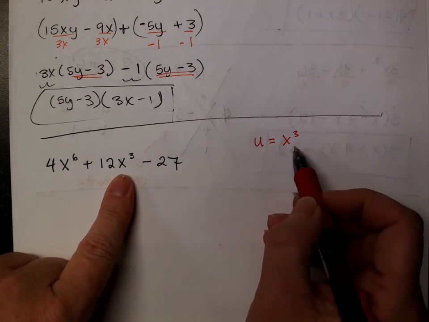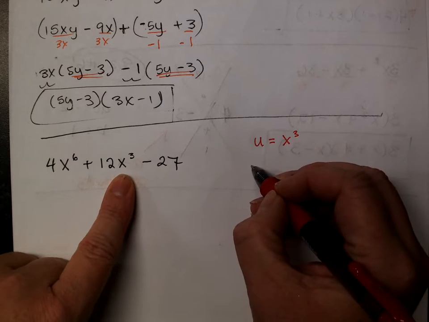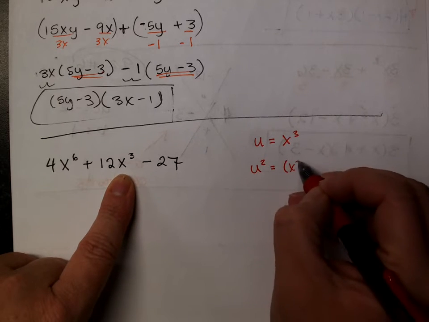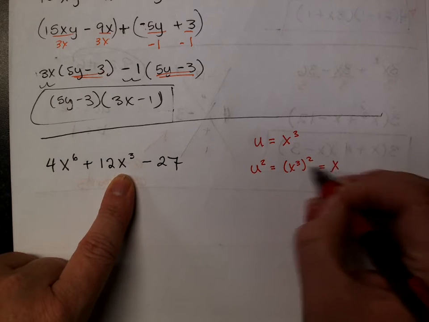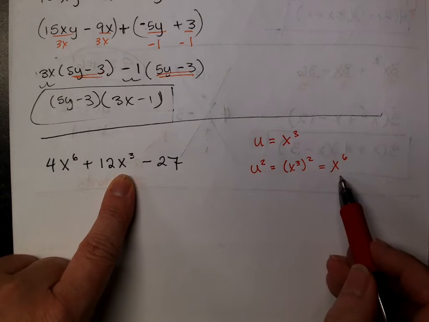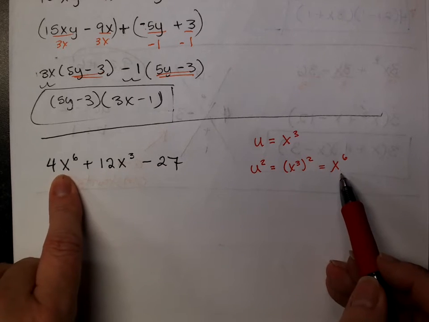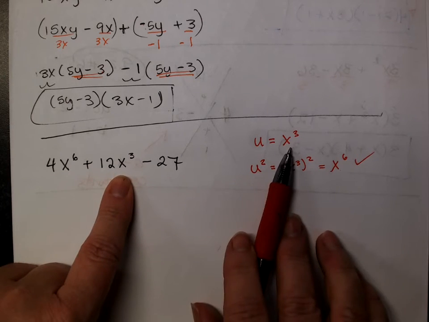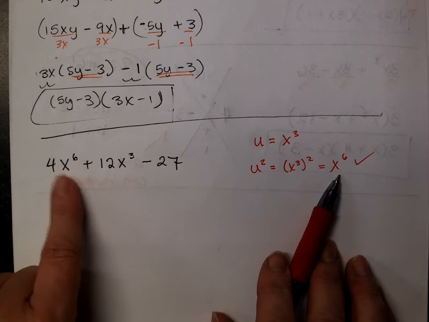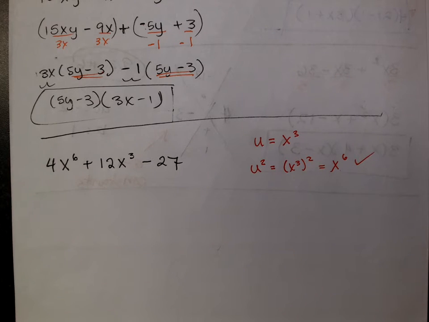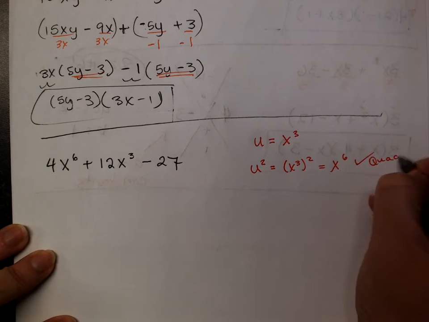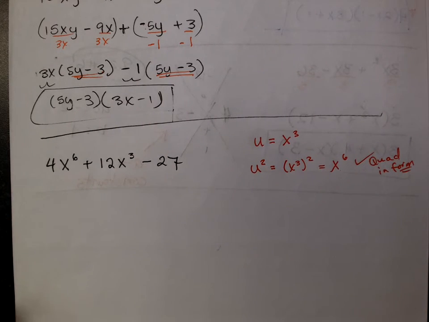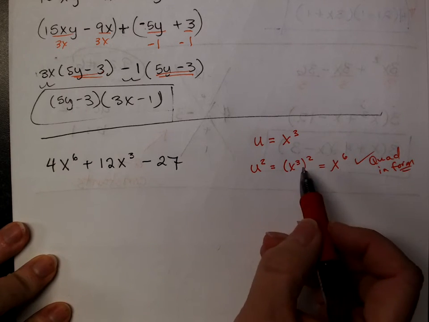So I take my middle variable, U equals x cubed. And now I square both sides. If I square the left, I have to square the right. So x cubed squared equals x to the 6th, power rule, multiply the exponents. And does that match my first variable? Yes, check. So that means U equals my middle variable, square both sides, and if what I get equals my first variable, then I have a quadratic in form. Check, it is quadratic in form, which means I can use quadratic methods to factor it even though it's not quadratic. And so I'm going to do a U substitution.